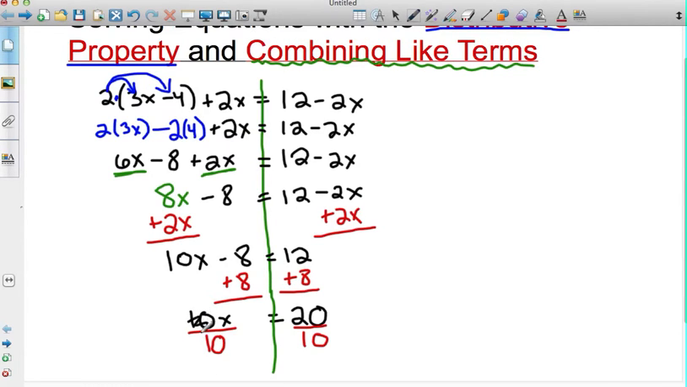So this cancels out right here. I'm left with just x is equal to 20 divided by 10 is 2. And that is your final answer right there.